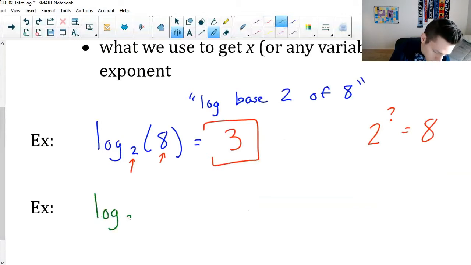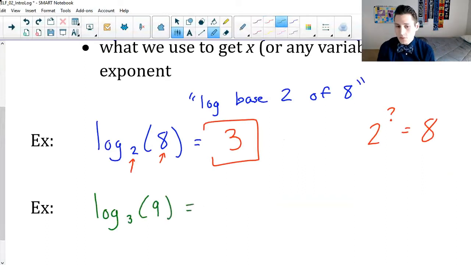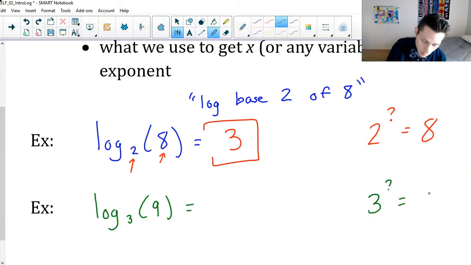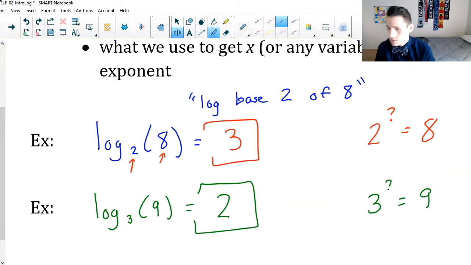Another quick one. Log base 3 of 9. So again, what this is really asking me is, 3 to what power makes 9? Hopefully we're all well aware that that's 2, because I know that 3 to the 2nd power is 9.